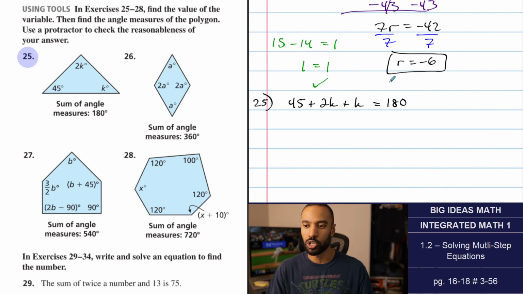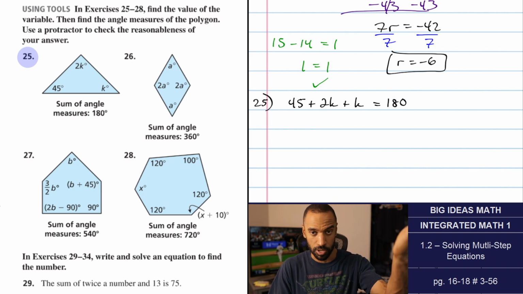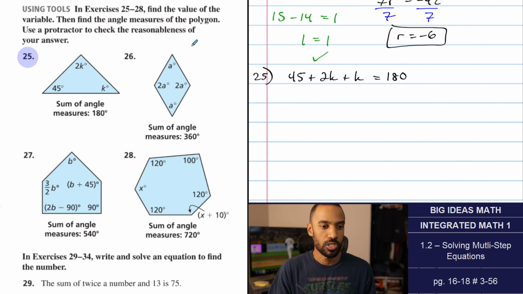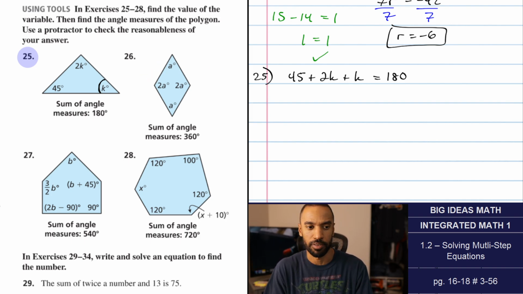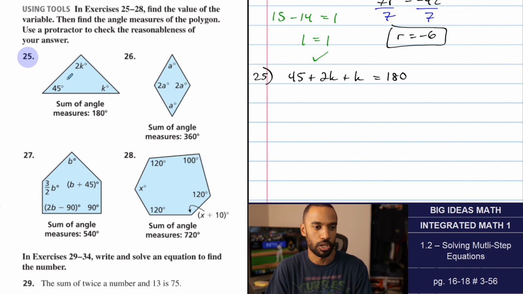Now, when it comes to an answer, because they said use protractor, and again, I said this in the previous section when they did it, that means these are probably pretty drawn to scale. So I imagine this angle, which is less than 90 degrees as k, is probably going to be somewhere around 45 degrees. Maybe it's going to be exactly 45 degrees. It probably makes sense. This looks like it could be an isosceles triangle. This is 45, that's 45. I'd believe it. Let's figure it out.